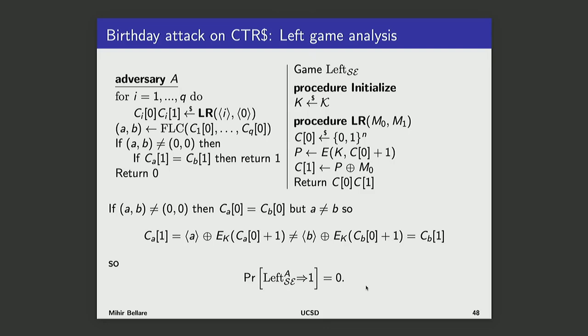Yeah? So is it a convention that the left game and the right game will both have the name LR? So the name of the procedure is the same in both games, exactly because your adversary has to call it and it shouldn't know which game it's playing. But the way it works is different, right? It's implemented differently, but the interface name is the same. That's the same as in PRF, right? It was called FN, but it worked differently in the real and random games.